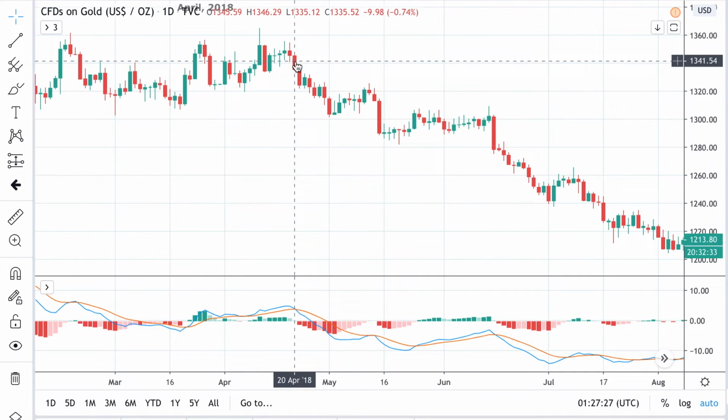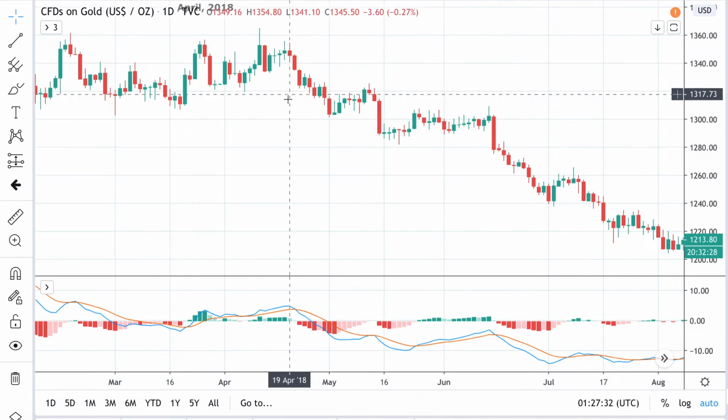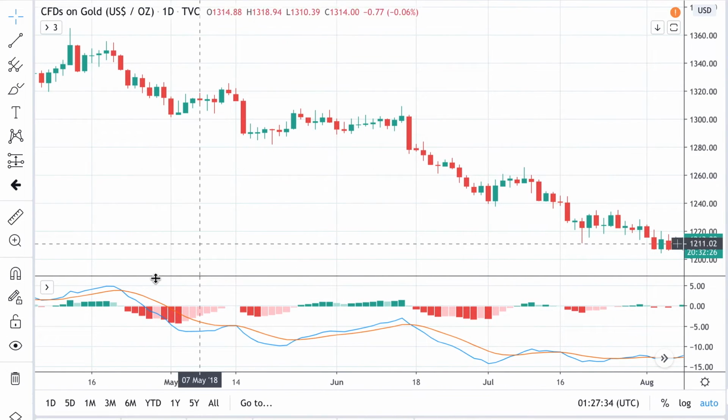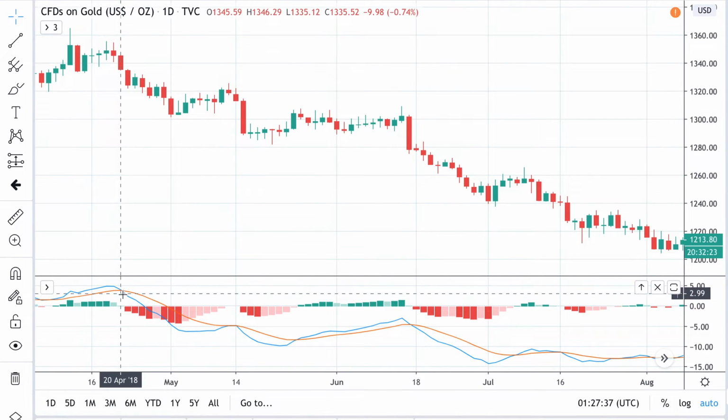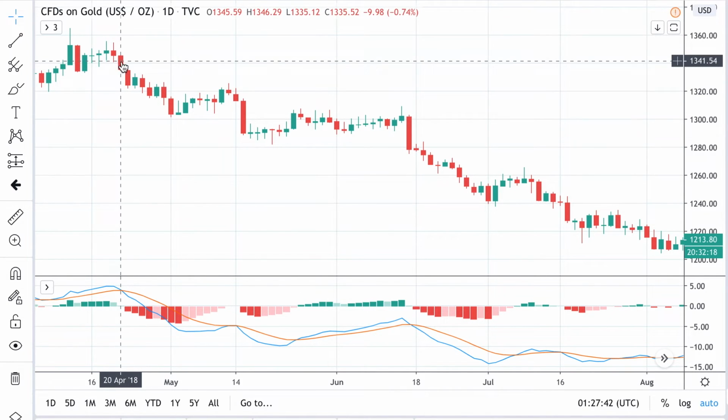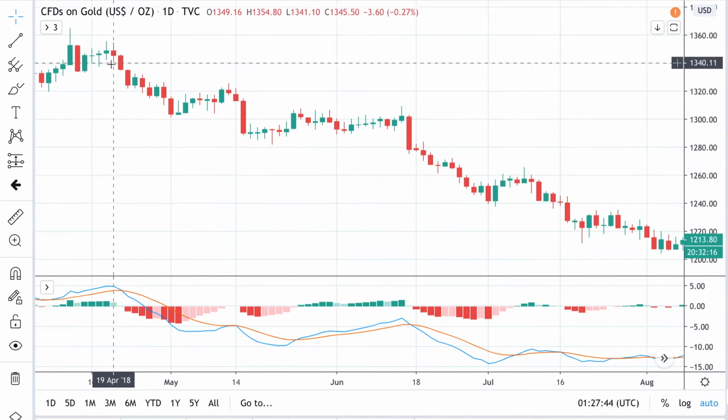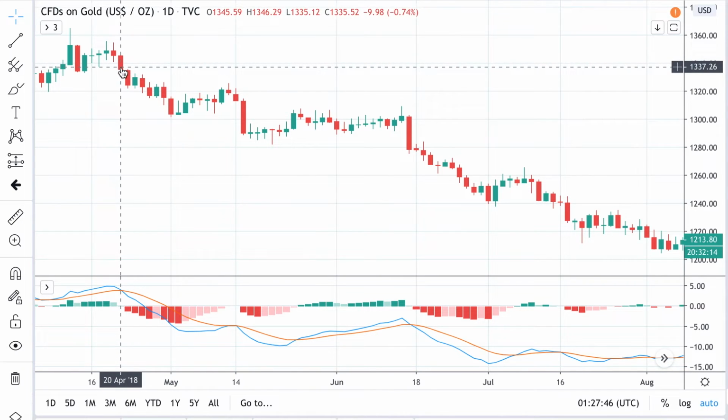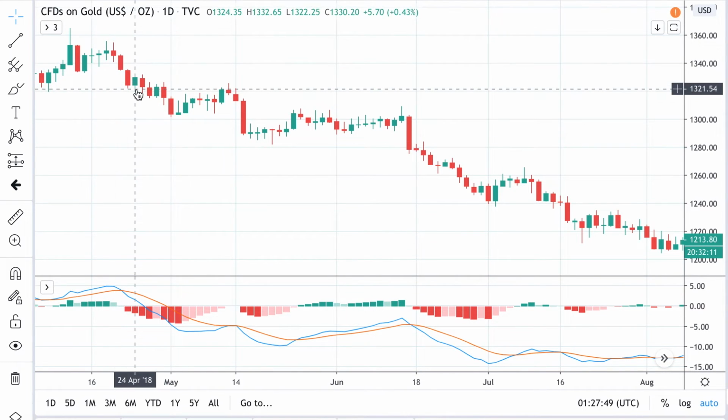And then we enter our short position on this day. Or you can enter on this day too, if you want to be safer. You can wait until the crossover happens and stays below the signal line. Then you can enter on April 20th, April 21st, or April 23rd. This is how you can find the entry point on the lower time frame.